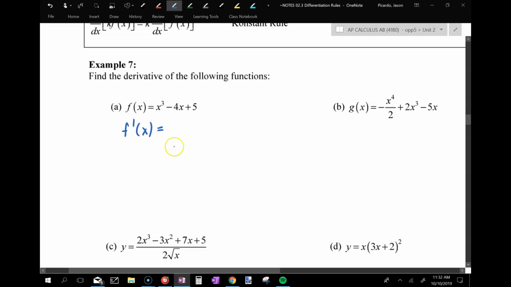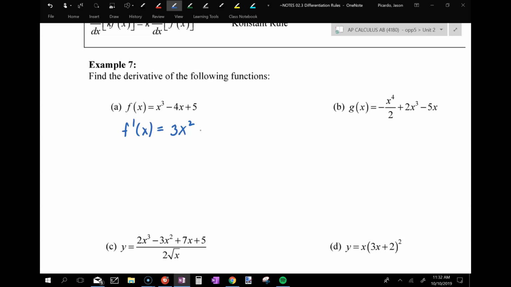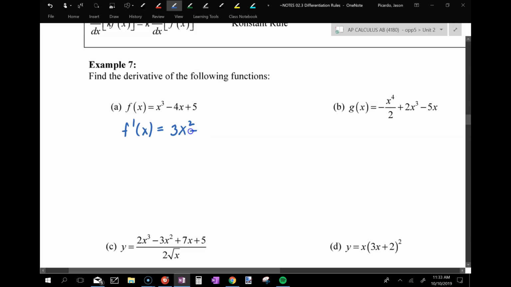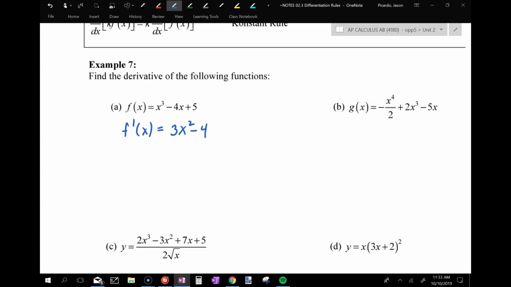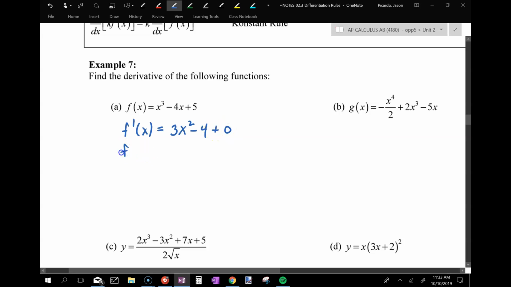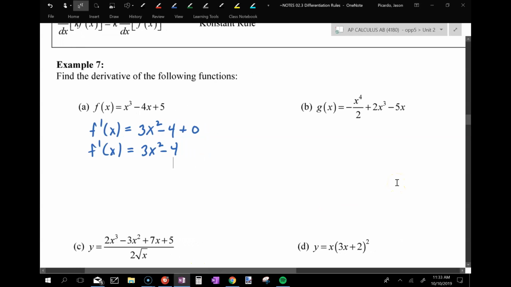is, what's the derivative of x cubed? 3x squared. What's the derivative of negative 4x? Isn't that just a line? What's the slope of that line? Negative 4, right? So it's always the number in front, right? And what's the derivative of any constant? 0. And so that's our derivative. Exactly. That's exactly right. You just do it to each piece.